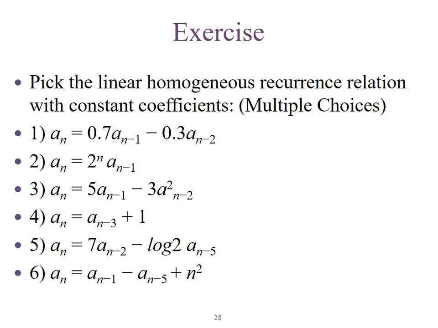Okay, now write down your answer. We have different choices from 1 to 6. Pick the linear homogeneous recurrence relations with constant coefficients. So this is a multiple choice question. Select the correct answer from 1 to 6.